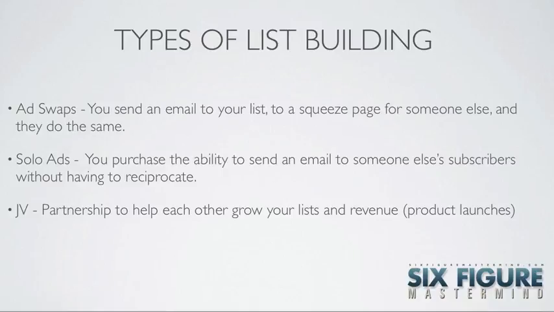Solo ads, it's the same thing except you're paying someone to send an email to their subscribers. So you don't have to reciprocate. You're just paying someone X number of dollars to email their list. And then a JV, which is a partnership to help each other grow your list and revenue. So usually that's done through product launches. So you guys team up on a product and you launch it, and then you guys will build a list together from those new buyers.